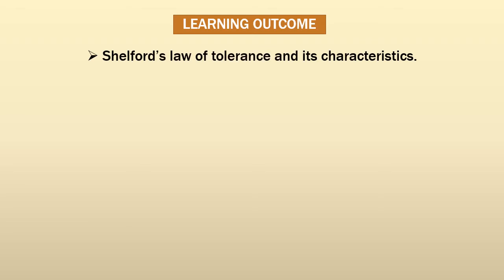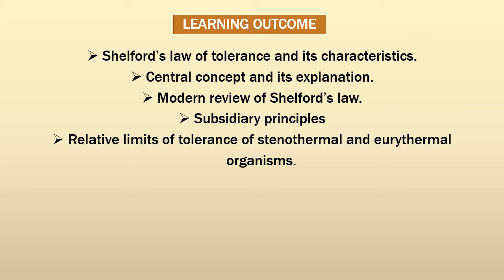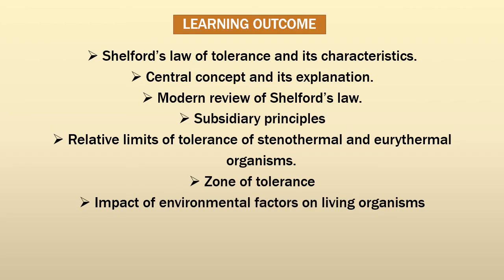Learning outcome. The presentation mainly includes the following aspects: Shelford's law of tolerance and its characteristics, central concept and its explanation, modern review of Shelford's law of tolerance, subsidiary principles associated with this law, relative limits of tolerance of stenothermal and eurythermal organisms, zone of tolerance, impact of environmental factors on living organisms, and lastly, the most important one, Blackman's law of limiting factor. Here, I have cited different examples by taking carbon dioxide and light as a limiting factor.